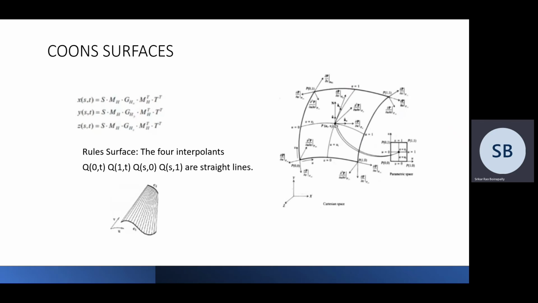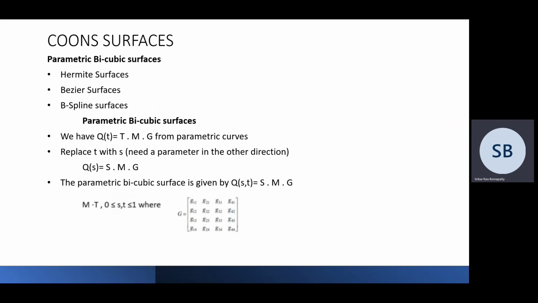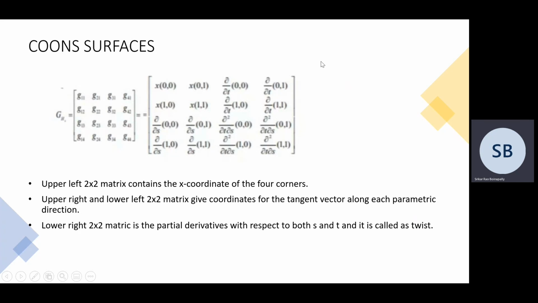Next, construction of Coons surface. The ruled surface has 4 interpolants, that is Q of 0 comma t, Q of 1 comma t, Q of s comma 0, Q of s comma 1 are straight lines, as you can see in the figure below. We know that this is the basic matrix of bicubic surfaces, as we can see over here. And when we expand this surface, we can see this matrix comes. The upper left 2 by 2 matrix consists of x coordinates of 4 corners, and the upper right and lower left matrices give coordinates of the tangent vector along each parametric direction. The lower right 2 by 2 matrix is the partial derivatives with respect to both s and t, and it is called twist.